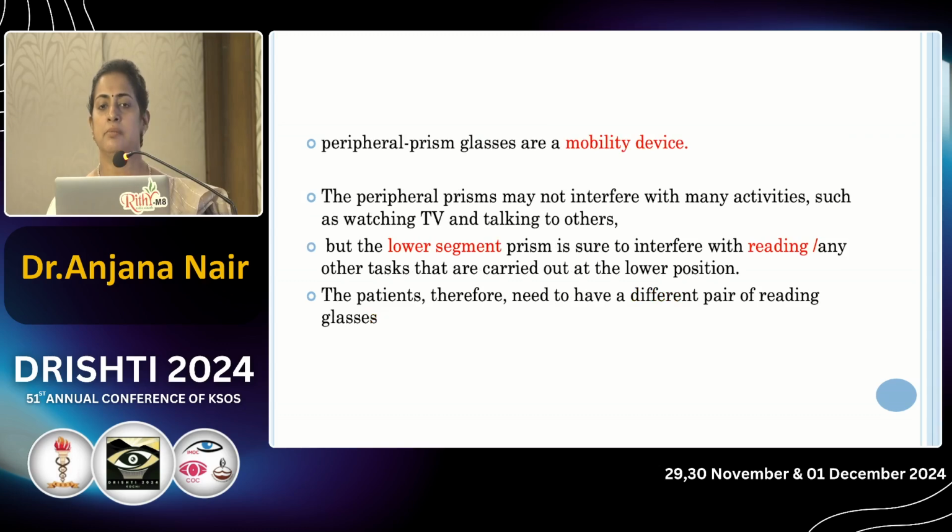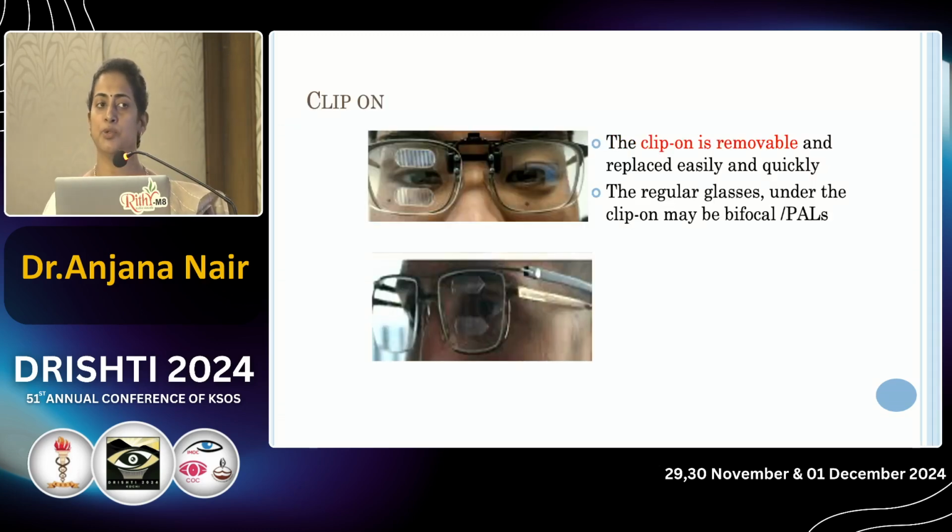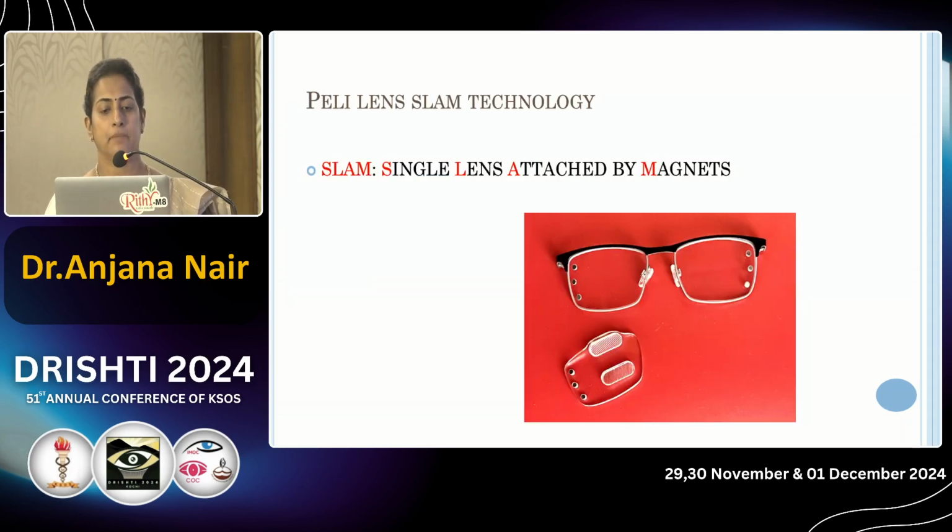So peripheral prisms are often a mobility device. Patients may have problems with reading activities and near vision tasks when they are wearing inferior sector prisms. So in such cases, you can use prisms as clip-ons. So they can be attached to the patient's refractive correction whenever required. On reading, they can remove the clip-on. It is easy to get, and Peli lens have SLAM technology clip-ons, that is single lens attached by magnets.